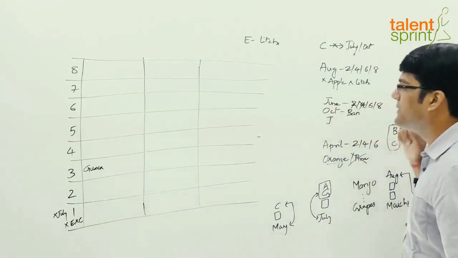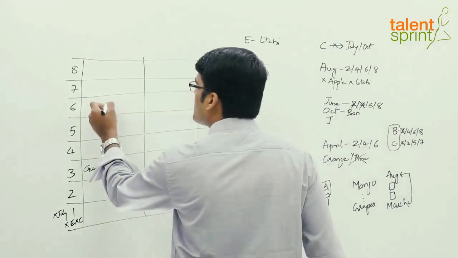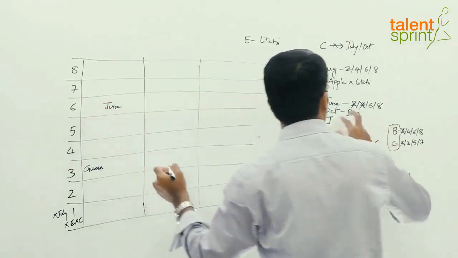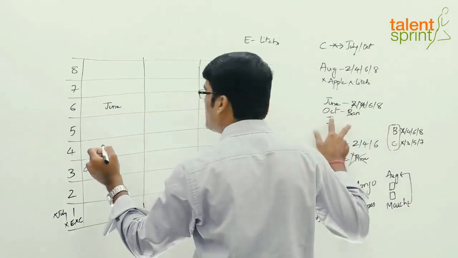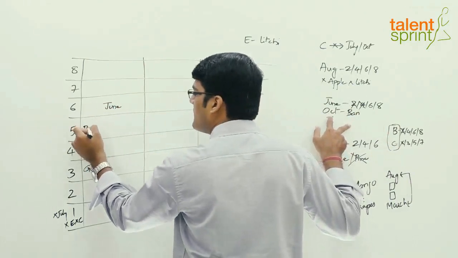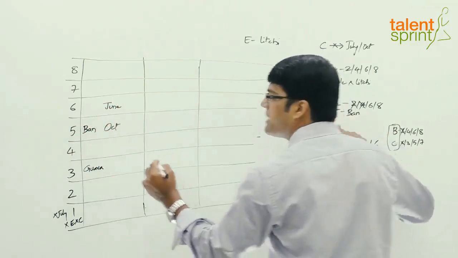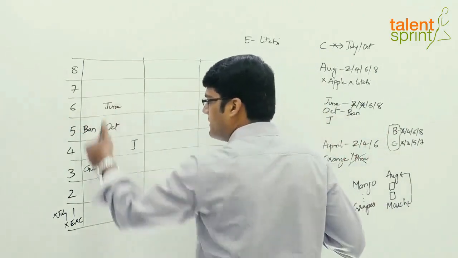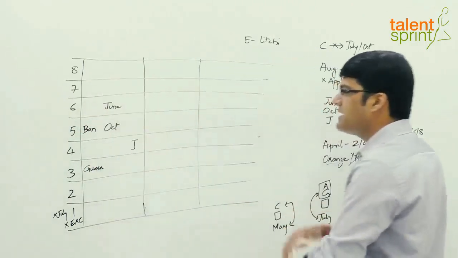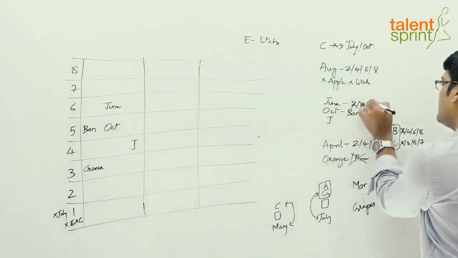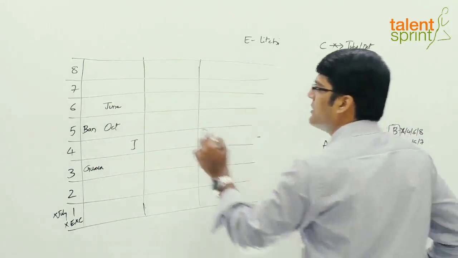So let's say June comes on 6th floor. October and banana will come on 5th floor according to that. So banana comes here and October comes on 5th floor. And J comes on 4th floor. I am trying to take the fruit first, then months and then the person so that it is easy to follow. So that is one possibility. The other possibility is June comes on 8th floor. So take June on 8th floor.